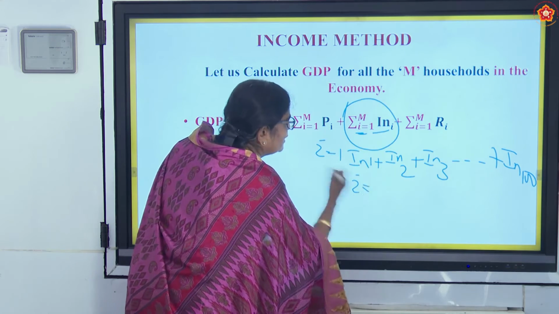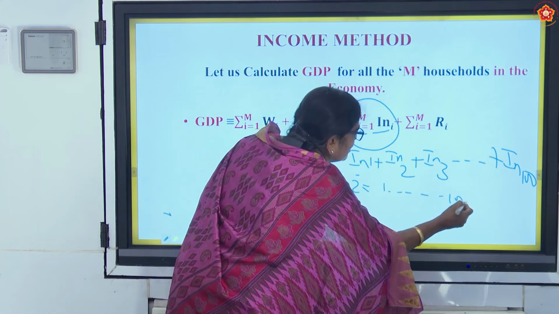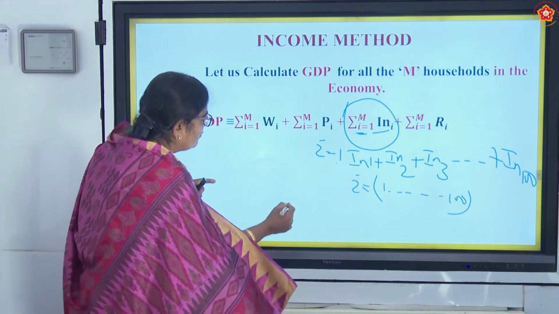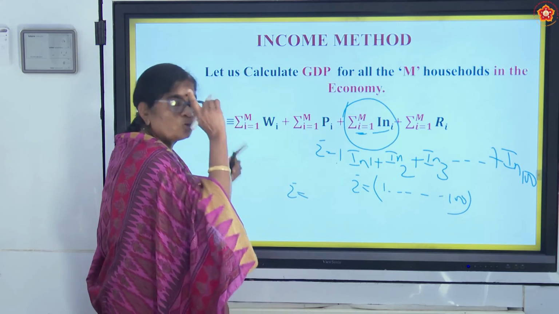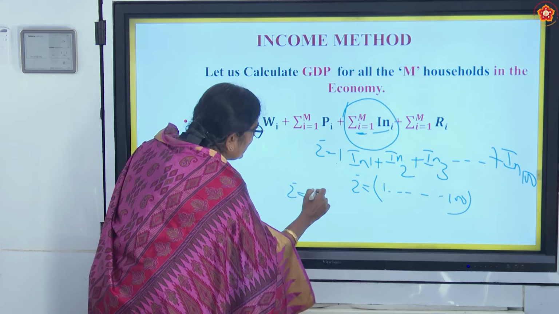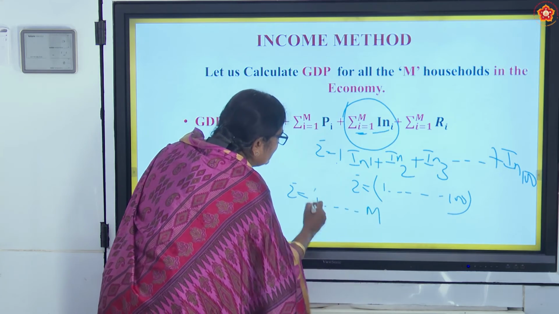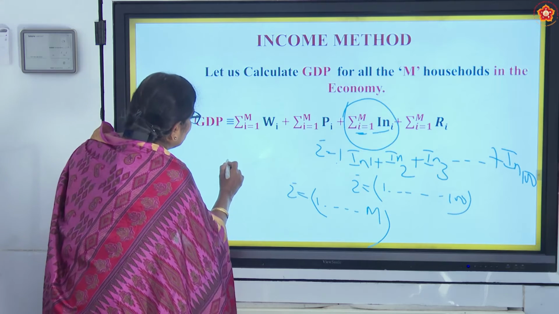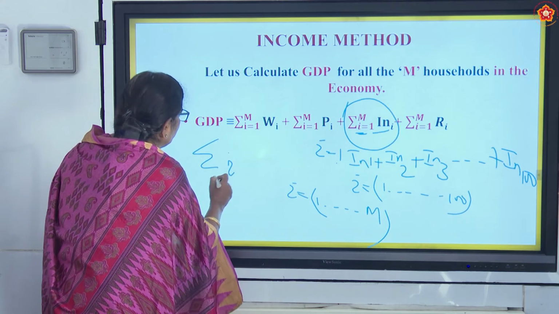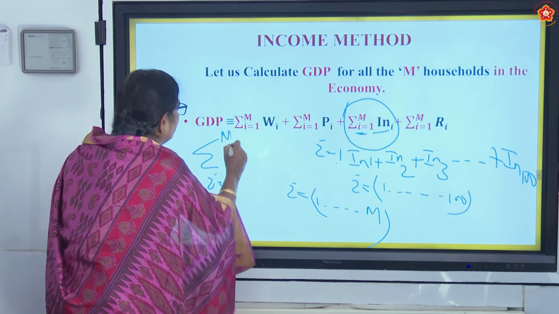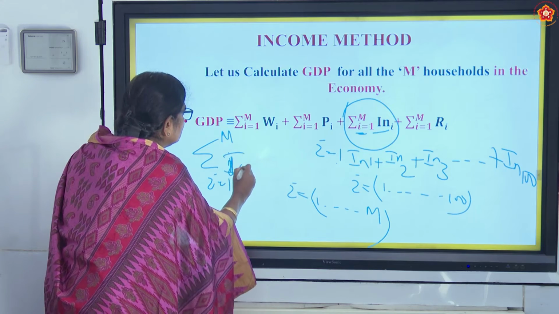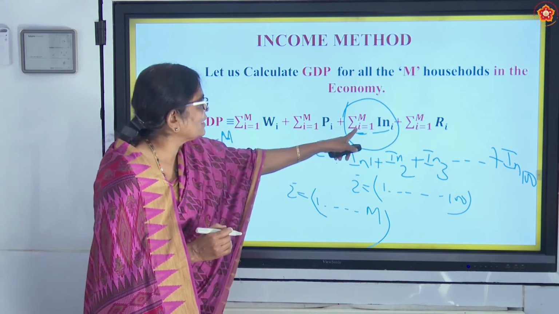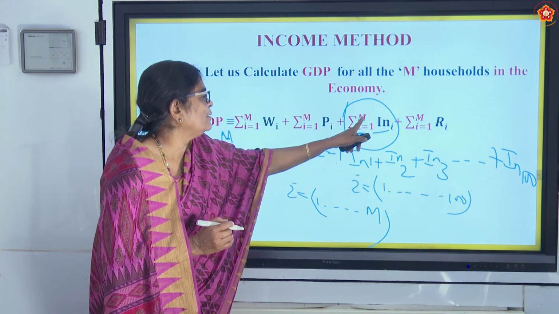Therefore, i can take any value between 1 and 100. Understood? Here our i is what? Total households are M. Therefore, i can take any value between 1 and M. That is what we are writing: summation of i equal to 1 to M of interest i. i may vary between 1 and M.